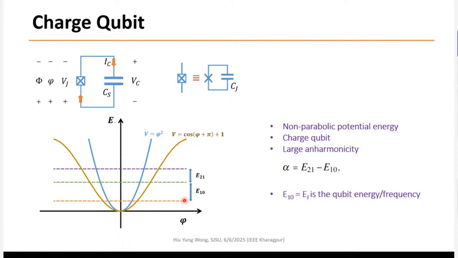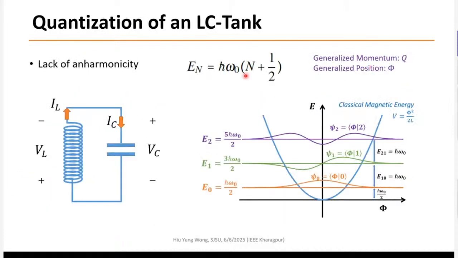So remember what this energy corresponds to? It corresponds to n equals 0, meaning no photon. And what does 1 correspond to? It corresponds to n equals 1, meaning 1 photon. So now we're in the quantum regime, we're talking about whether your LC tank, although replaced by the Josephson junction, has 0 or 1 photon. That is the basis state.